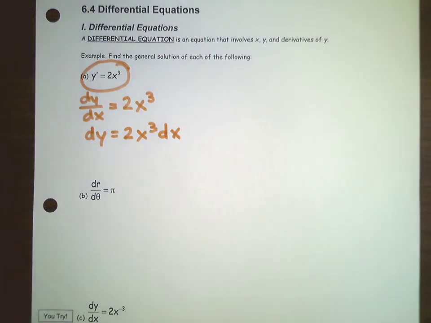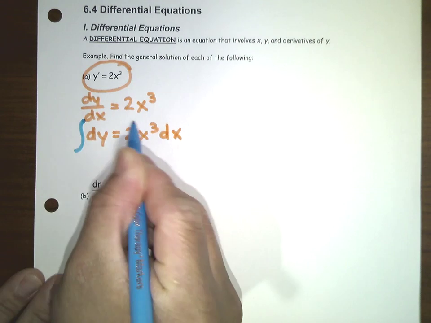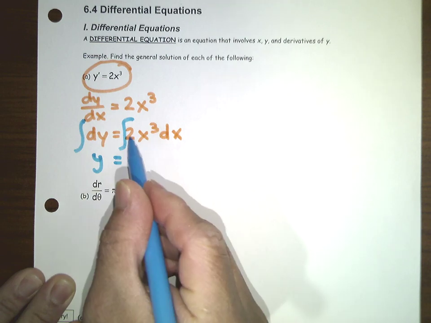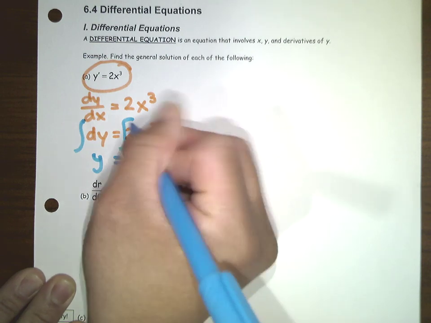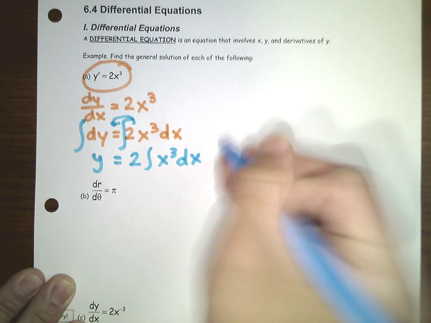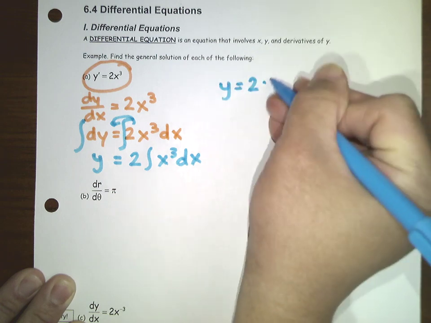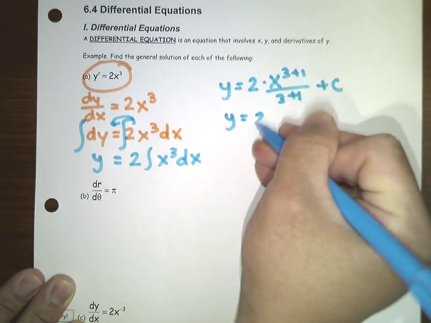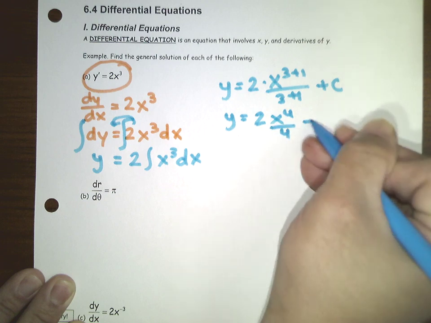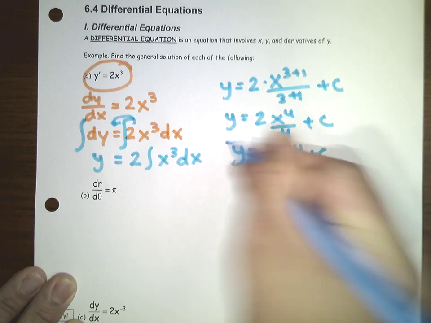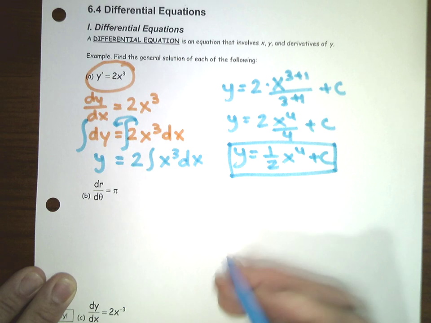And then I am going to go ahead and take the integral on each side. So the integral of dy is y. And then the integral of 2x to the third, I can bring the 2 out in front, so 2 integral of x to the third dx. Then I can rewrite this as 2 times x to the 3 plus 1 over 3 plus 1 plus c, so that y is equal to 2x to the fourth over 4 plus c, and 2 over 4 is a half. So it's y equals a half x to the fourth plus c. And this is what is called the general solution.